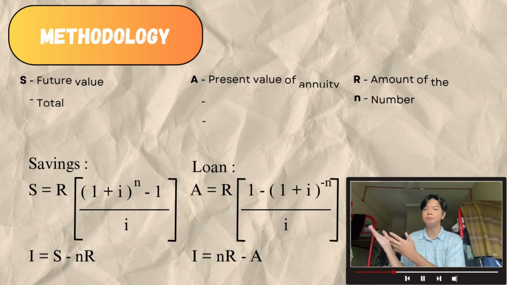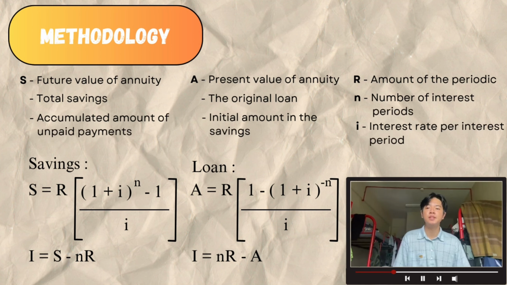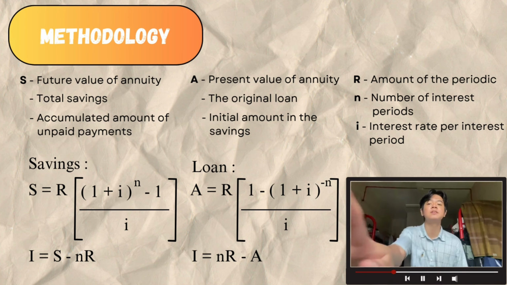As you can see here, there are two familiar annuities. First of all, there is the one used to calculate savings. S is the future value, the total amount of savings someone made. It is also the accumulated amount of the payments. Next, there is the one for a loan. A is the present value of the annuity and the original amount of the loan, so it is the initial amount of savings. After that, R is the amount of the periodic payment, n is the number of interest periods, and i is the interest rate per interest period.